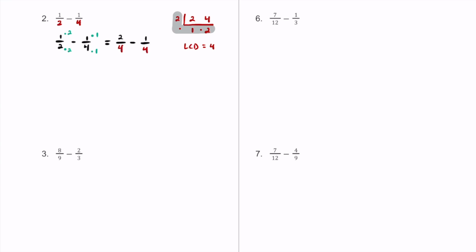But we do have common denominators here of fourths. So we can go ahead and subtract here. In the numerator, it's just going to be 2 minus 1, which is just going to be 1. So 1/4 is going to be our difference. Let's take a look at number 3.